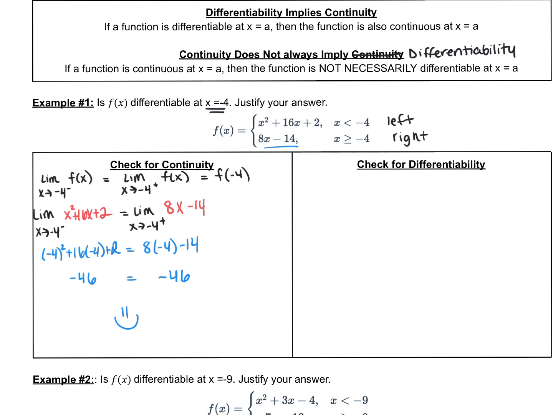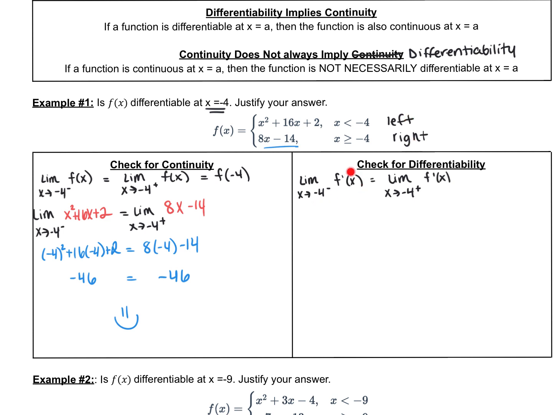So now we have to check for differentiability. To check for differentiability, remember the formula is we need to take the limit as x approaches negative 4 from the left of f prime of x. And we want to see if that's equal to the limit as x approaches negative 4 from the right of f prime of x. So we have our left side and our right side, same in here, left and right.